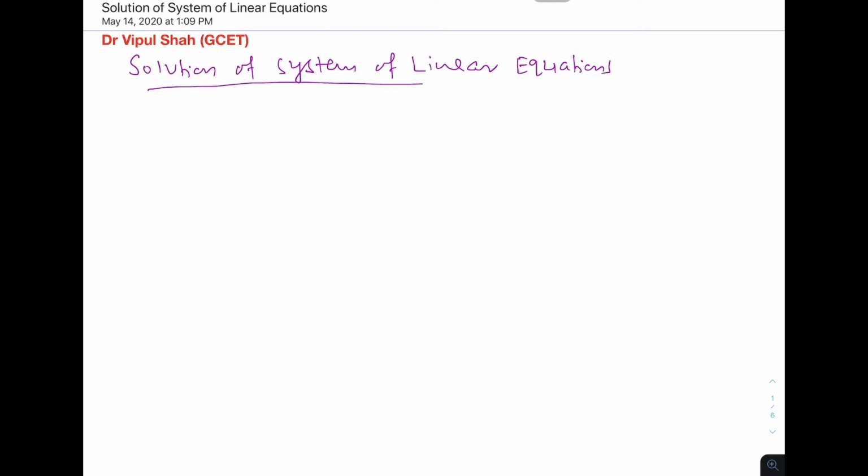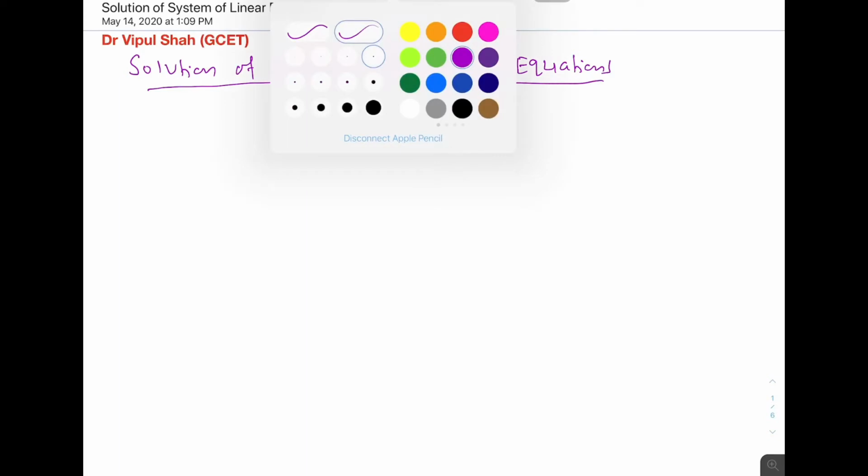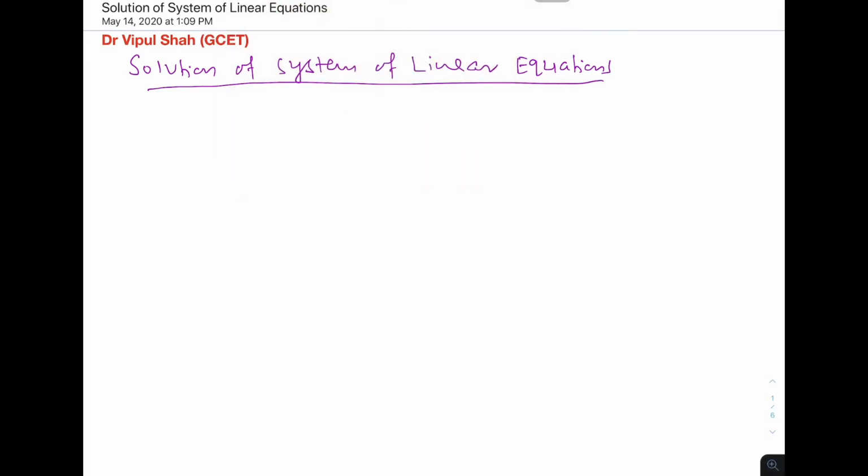Take one concept of solution of system of linear equations. So here we are having some linear equations. So let us first see how the linear equations can be solved by using the matrix.